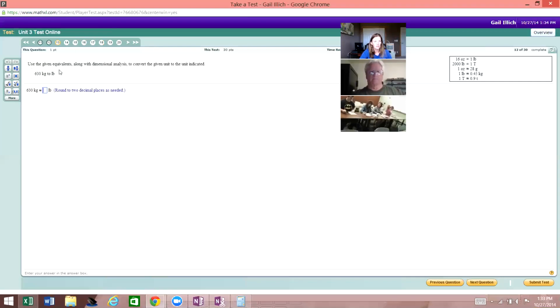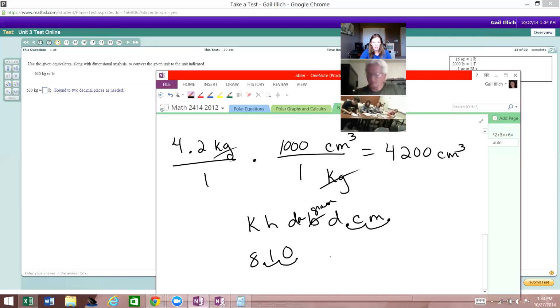All right, now it says use the given equivalents along with dimensional analysis to convert the given unit to the indicated unit. So we've got 630 kilograms and we want to go to pounds. So notice here 1 pound is 0.45 kilograms.